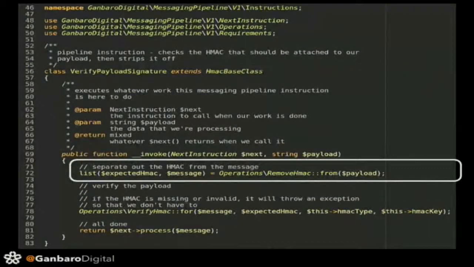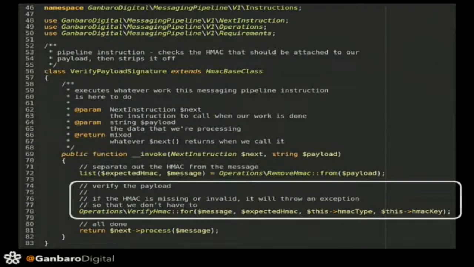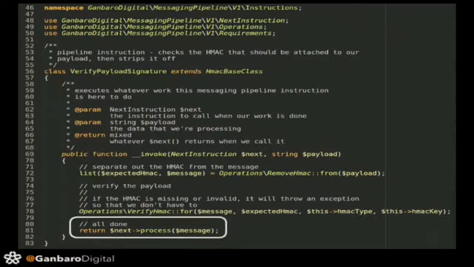To verify the payload, we go and remove the HMAC. We extract it out, so we've got a message and the HMAC we've received. And then we verify it. And once again, we pass it on to the next instruction. That's it. You'll notice in both of those, there's no error handling needed whatsoever. Absolutely none. Very thin code.